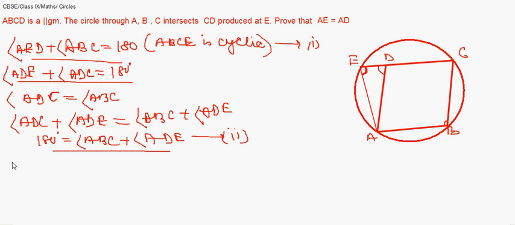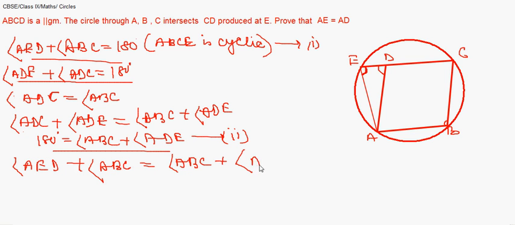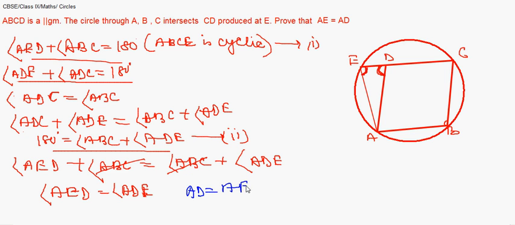Let us now equate them, so we'll get AED plus ABC equals ABC plus ADE. They both were equated to 180, so we can equate these two as well. If these two get cancelled, we get AED equal to ADE, these two angles which are marked. Now as these two angles are equal, sides opposite to these two angles become AD equals AE.